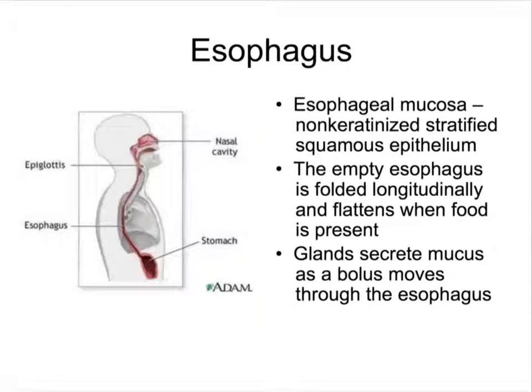Okay, so we begin in the esophagus. The esophagus has a mucosal coating, just like your mouth and most other parts of the digestive system. You also have stratified squamous epithelium here because, just like in the mouth, you have a whole lot of friction happening, and so you want lots of protection. The esophagus, when it's empty, basically folds flat so it doesn't stay open like the trachea does, and it only opens or stretches as the food passes through and then closes right back up. The glands secrete mucus as a bolus moves through the esophagus.